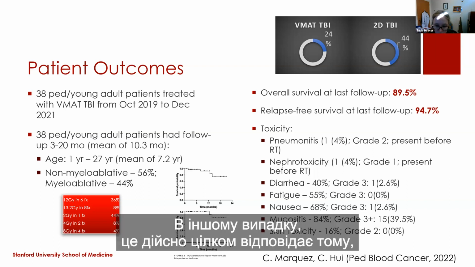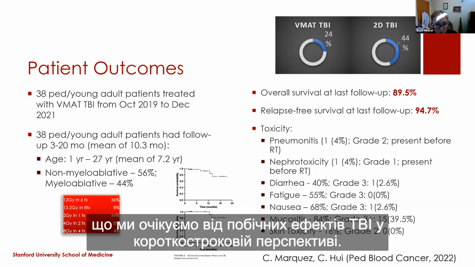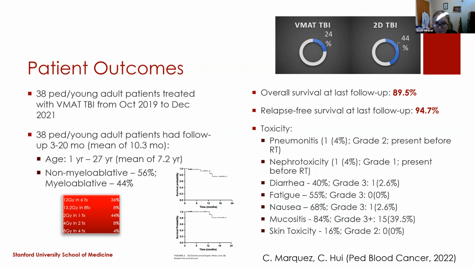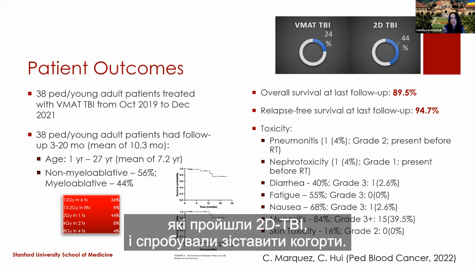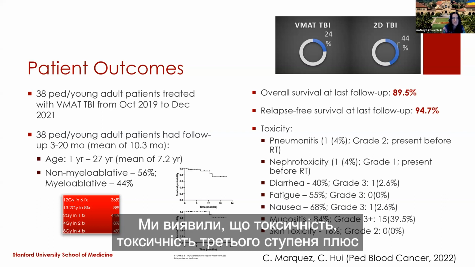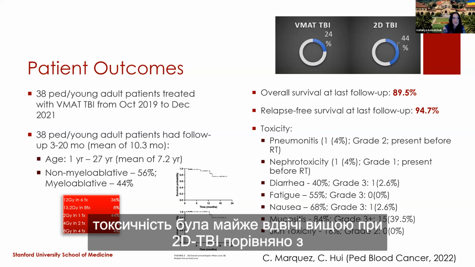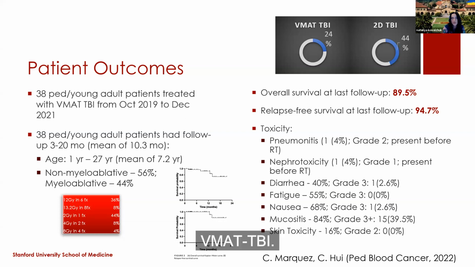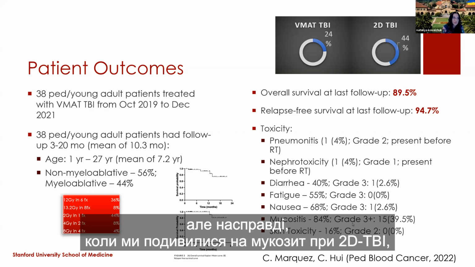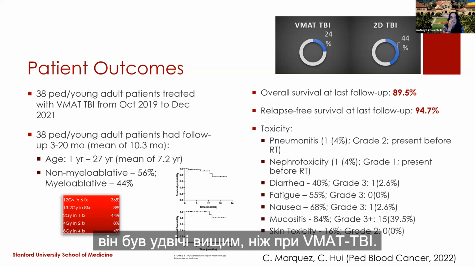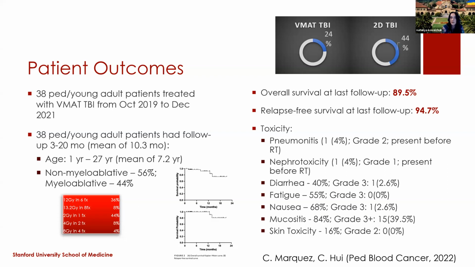Otherwise, these are really quite in keeping with what we expect for TBI side effects in the short term. And something that we did, we retrospectively looked at patients treated with 2D TBI and tried to match the cohorts. We actually found that the grade 3+ toxicities were almost double with 2D TBI compared to VMAT TBI. We were initially concerned about high mucositis with VMAT TBI, but when we look at mucositis with 2D TBI, it's double that of VMAT TBI.